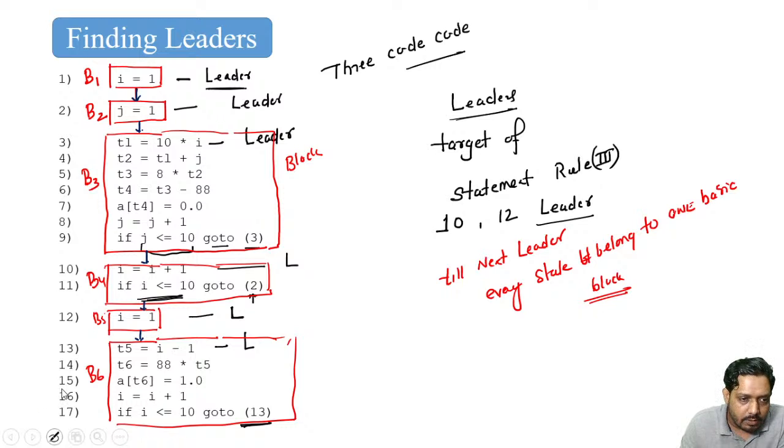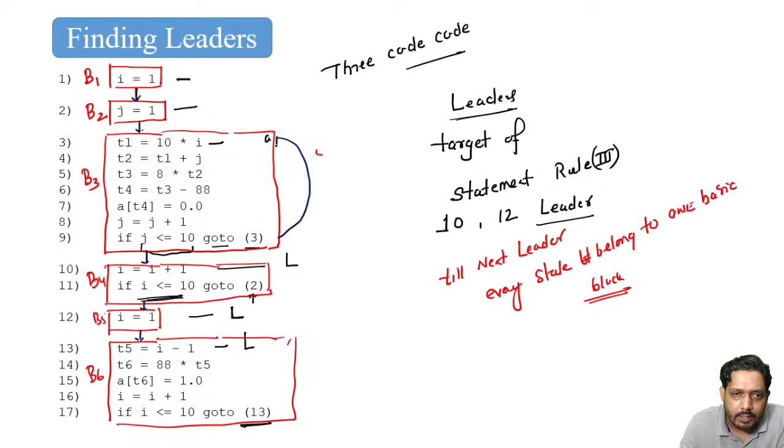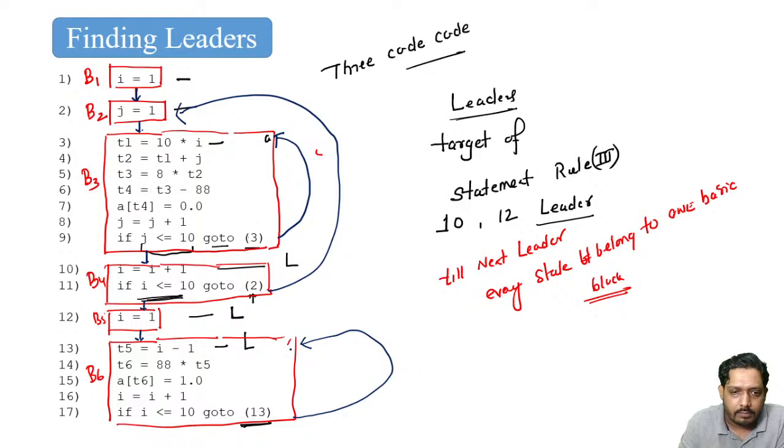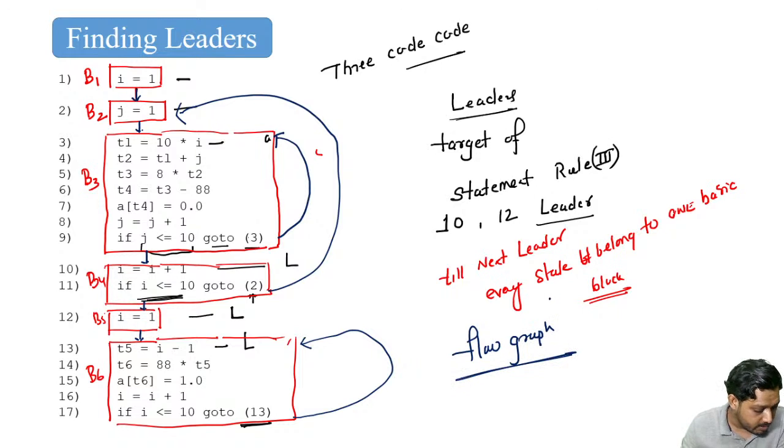due to this jump instruction. Consider this go to third statement, so there will be one edge from here to here. This target is 3, and there will be one edge from here to statement 2, and one edge from here to here. This is your flow graph.